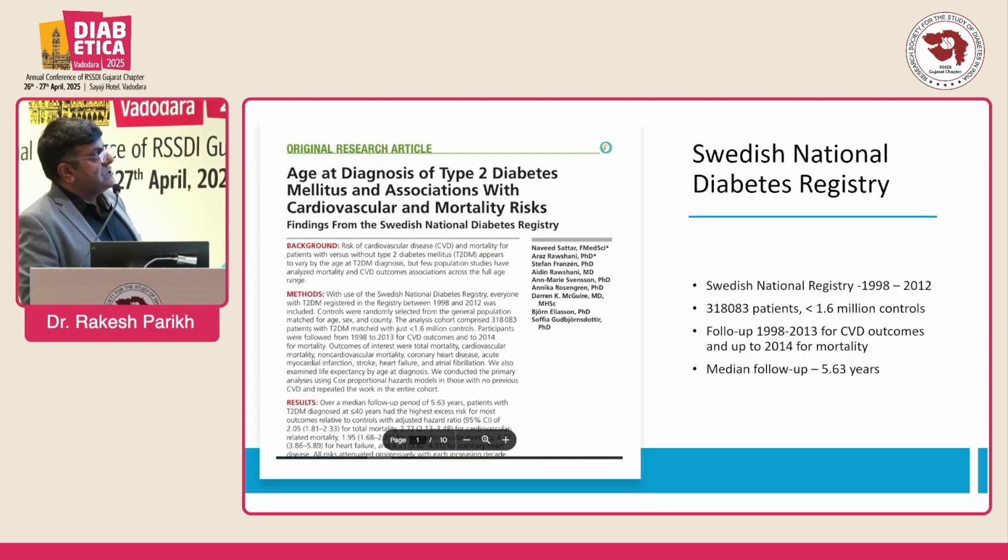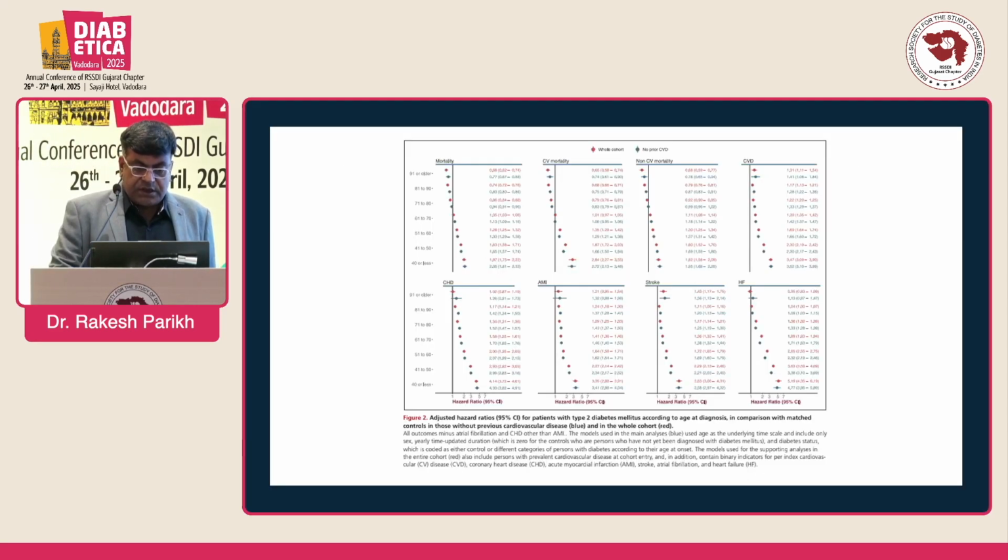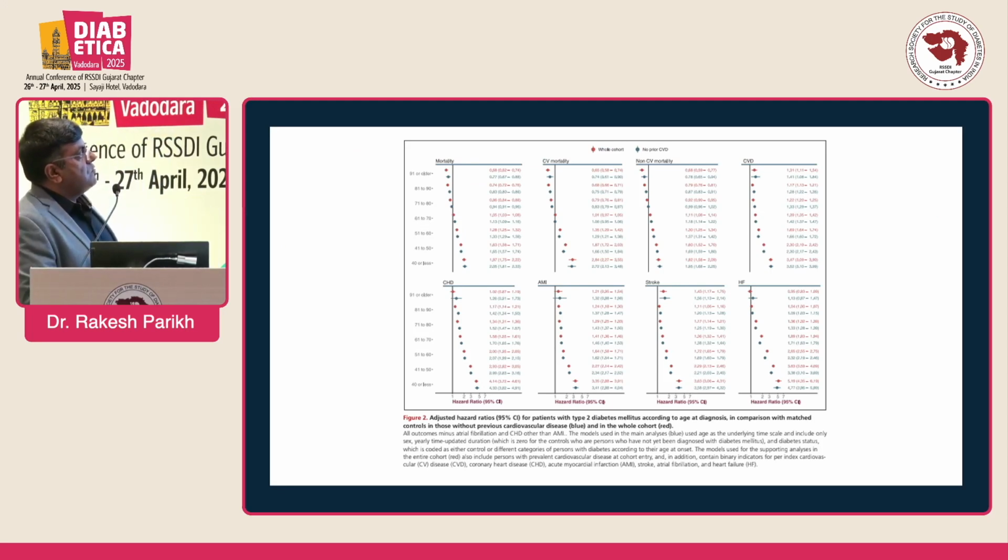This paper is published from the Swedish National Registry. Here they have a registry from 1998 to 2012. 300,000 patients are included, and they have a control of 1.6 million. And then they did an outcome analysis in the year 2014. Median follow-up was 5.63 years. Here they compared the risk of complications in different age groups. Someone who develops diabetes at less than 40 years has more than 2 times increased risk of mortality, all-cause mortality, CV mortality, CV events, CHD, I can't read it clearly here, but heart failure, AF, and so on. So the risk of all these complications increases by 3 to 4 fold just because you develop diabetes at age less than 40 years.